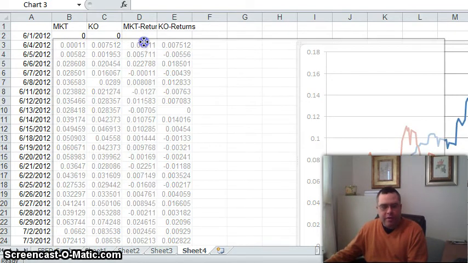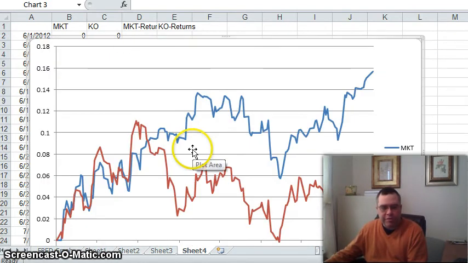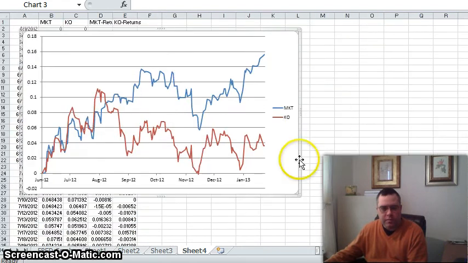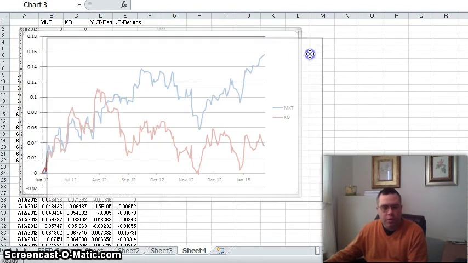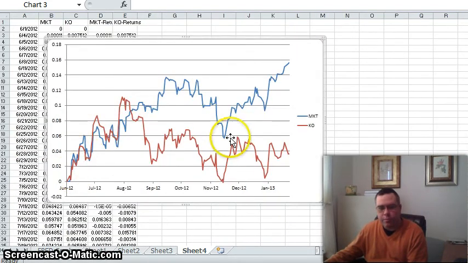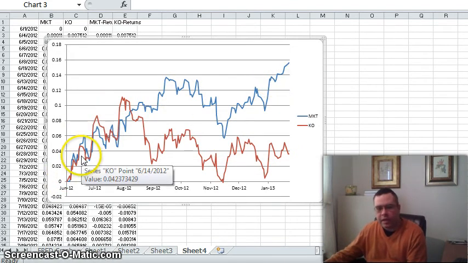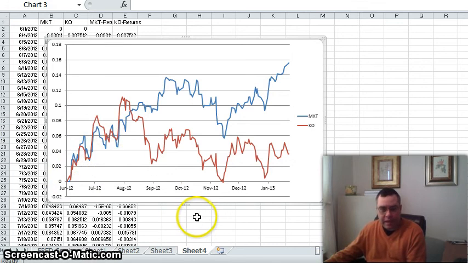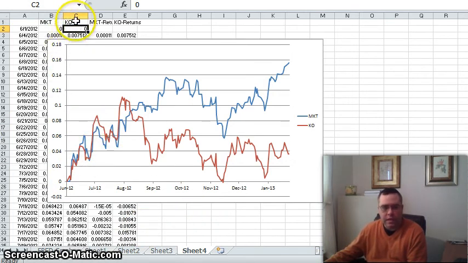And here I have some returns for 2 different assets. Let me make this a little smaller so it's easier to see. The blue line represents a fully diversified portfolio. That's the US stock market. I think I actually used the S&P 500 index this time on this one. The red line represents an individual security that we want to calculate the beta for. In this case, I've used Coca-Cola. KO is the ticker symbol for Coca-Cola.